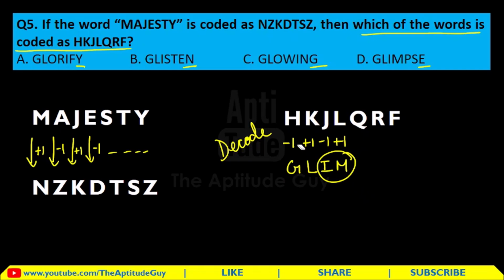Let's do that. So we have -1 +1, -1 +1, -1 +1, -1. So what is F -1? F -1 is of course E. And which one has E? Obviously option D has E. So we don't have to care about anything that comes before it. We know that the correct answer ends with E and option D is the only option that ends with E. Done. That is the answer.